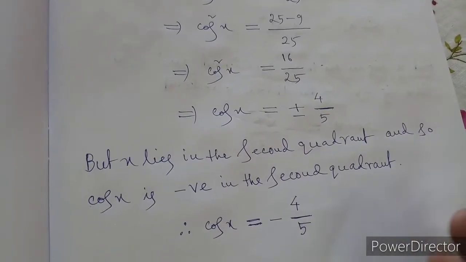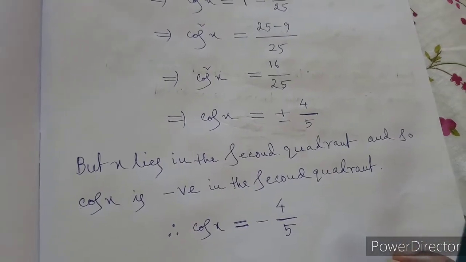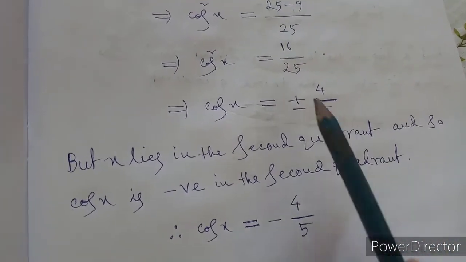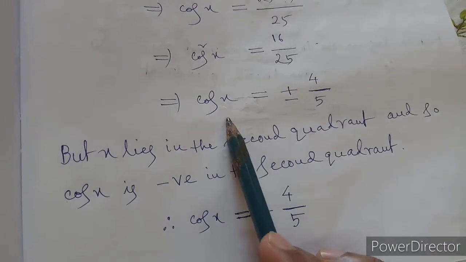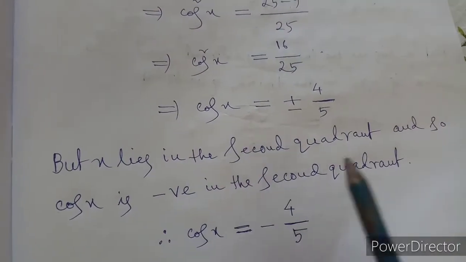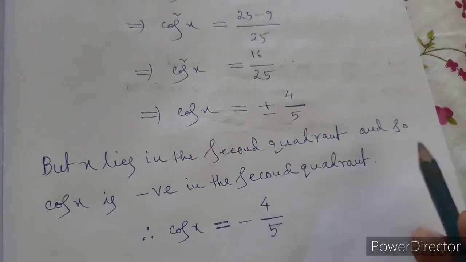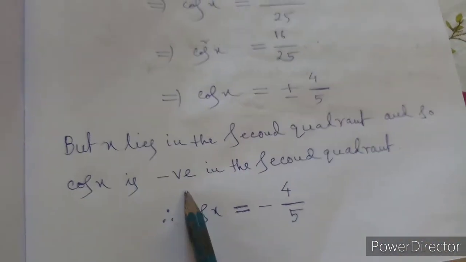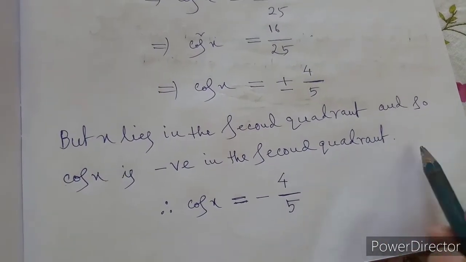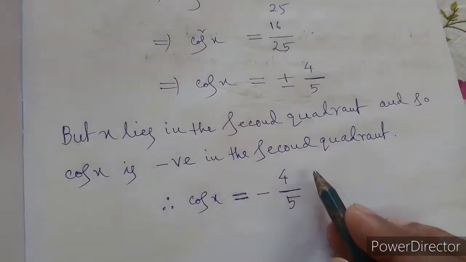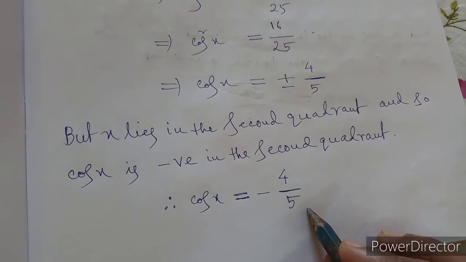We know that by the all sine tan cos formula, in the second quadrant only sine is positive and other trigonometric functions are negative. So cos is negative in the second quadrant. But x lies in the second quadrant and so cos x is negative in the second quadrant. So we can take only the negative sign. So cos x equals minus 4 by 5. It is your answer. Thank you.